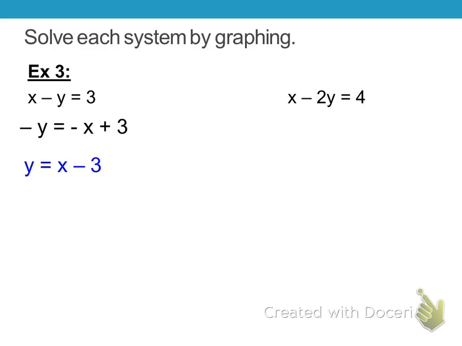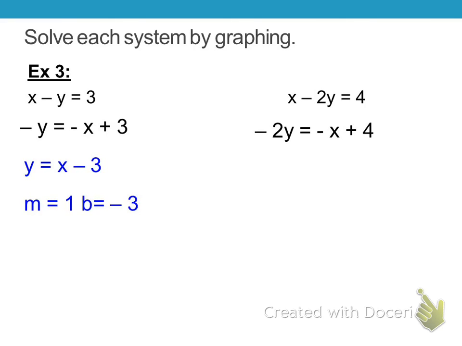We got to divide everything by -1 to get y by itself, not negative. All right, so we essentially just change all the signs. So here my m is 1, my b is -3. Any questions on that first line? All right, here's the other one.